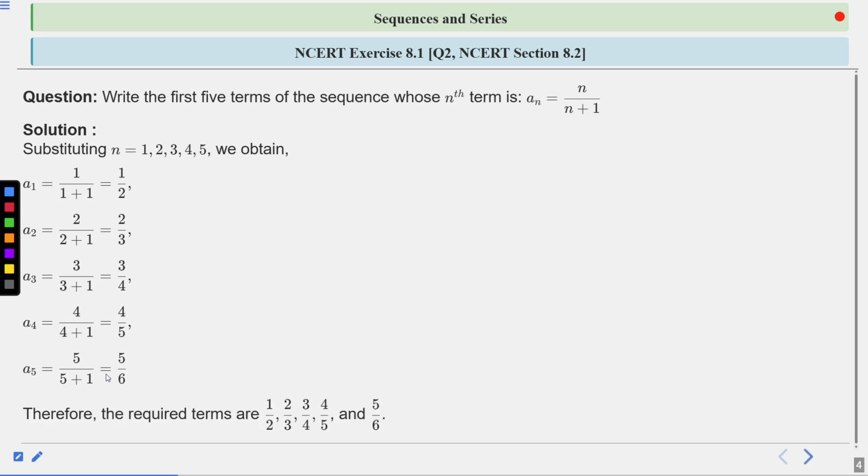Therefore, the required first 5 terms of my given sequence are simply 1 by 2, 2 by 3, 3 by 4, 4 by 5, and 5 by 6. I hope the explanation is clear. Moving to next.